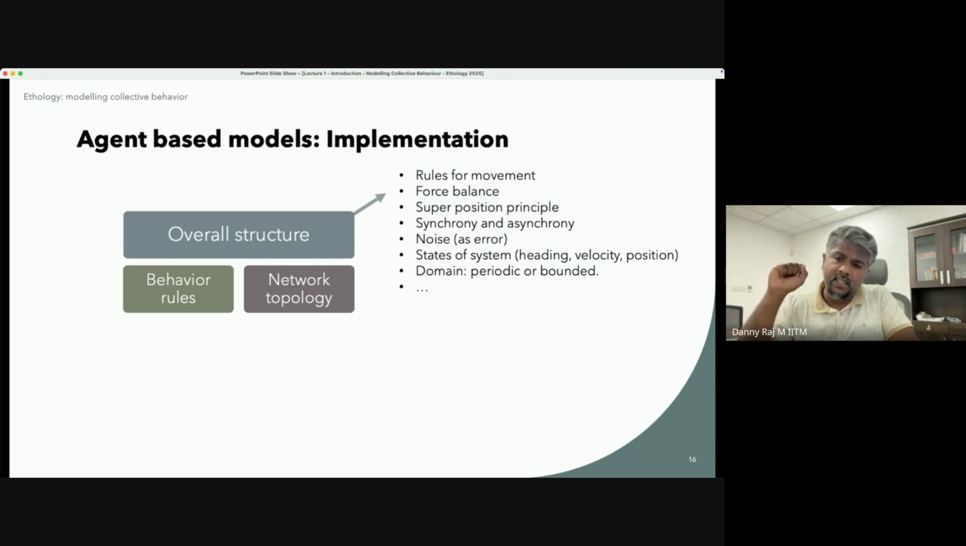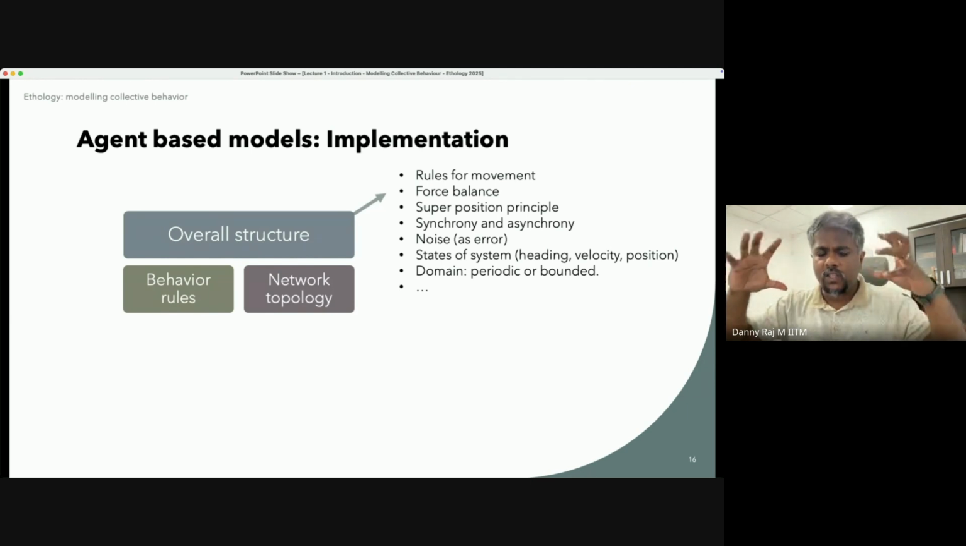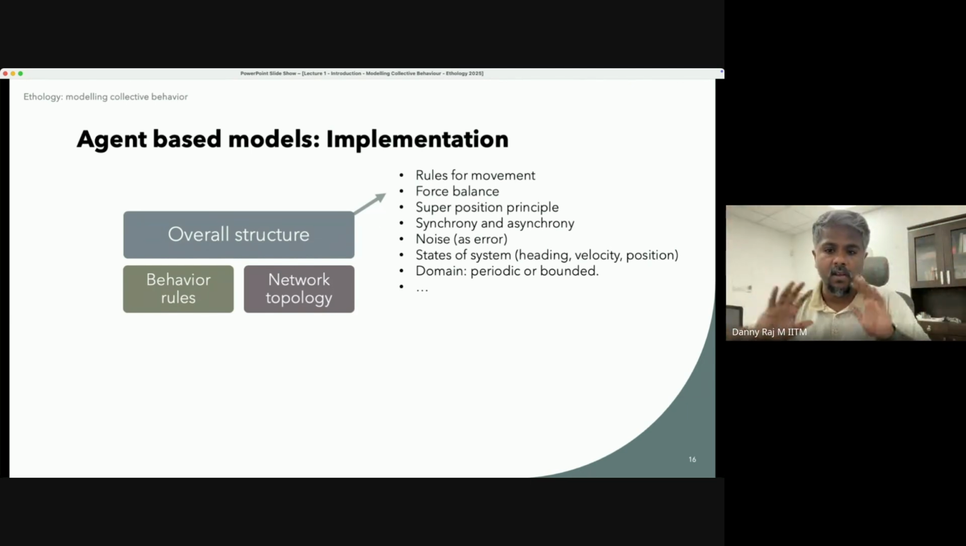And then what are the states of the system? If you were to ask, in a typical particle model, what are the states of the system, there'll be a position, there'll be a velocity. But take a behavioral thing like a fish, for example. There's a position, there's a velocity, there's a heading. And the fish typically moves in the direction in which it's heading. So there are three states, like what people see in liquid crystal kind of models as well. So what are the states of the system? And so on. And then is your domain periodic, bounded, is your system 2D or 3D, and so on. All of these choices come under the overall structure of your agent-based model. So that is one thing. In any literature that you read, these are some of the things that you have to look out for.